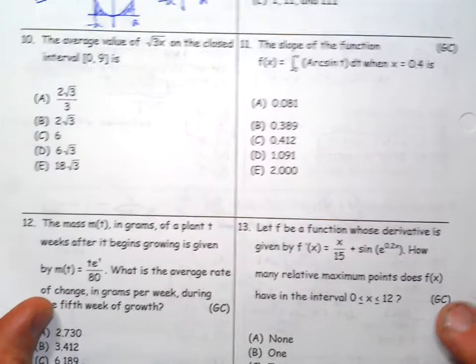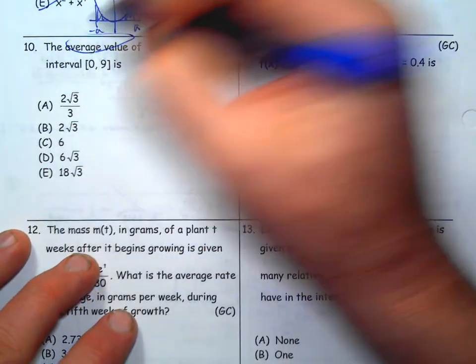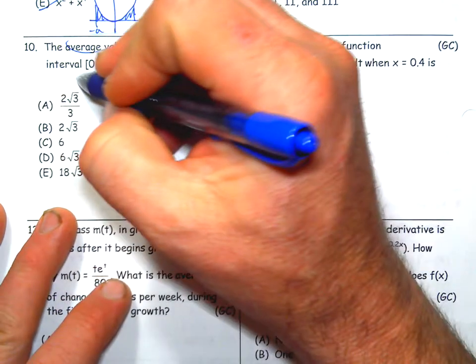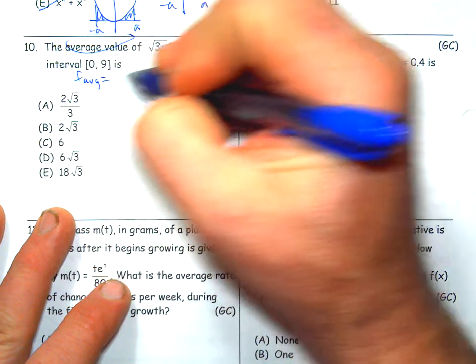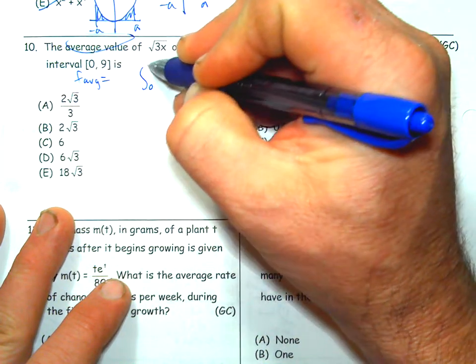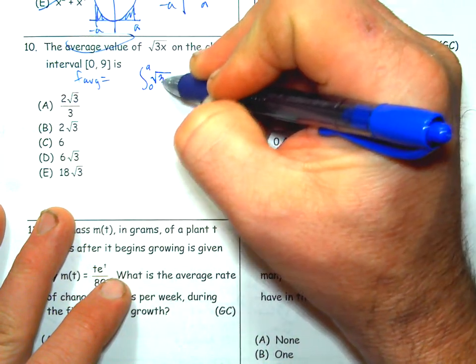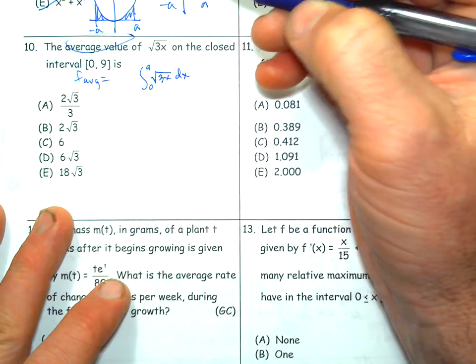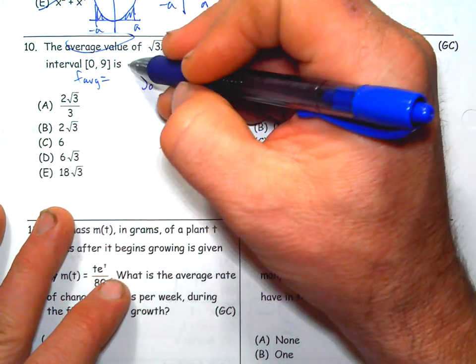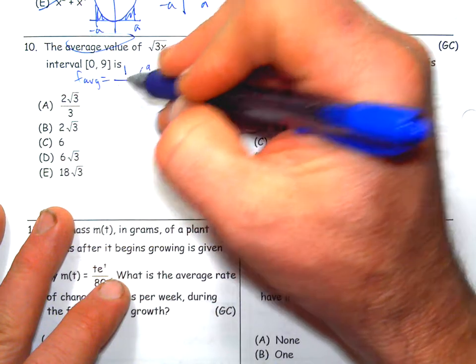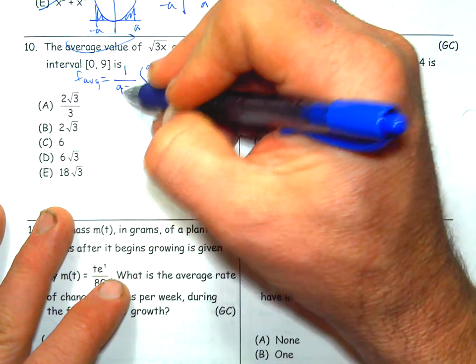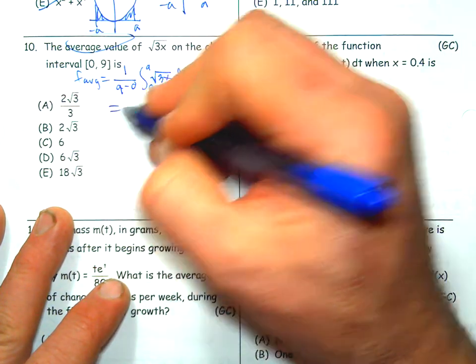Number 10, average values. That's the mean value theorem. So we know that f average, we integrate the curve and we smooth it out. The smoothed-out height is the average height, and the smoothed-out area is the area of a rectangle, divided by the base of the rectangle. So we just have to figure out what this is.